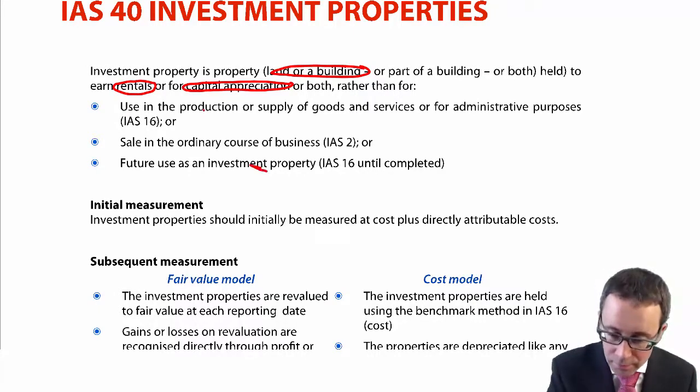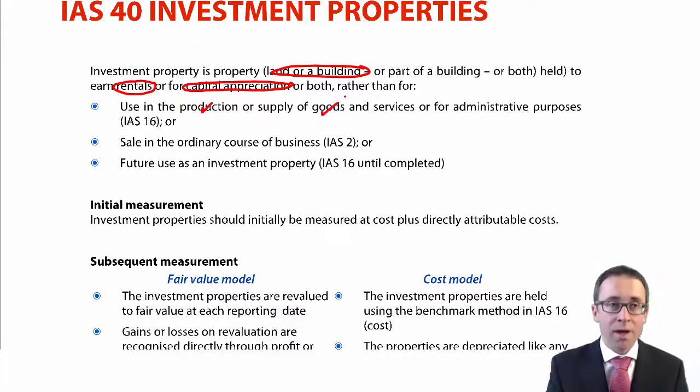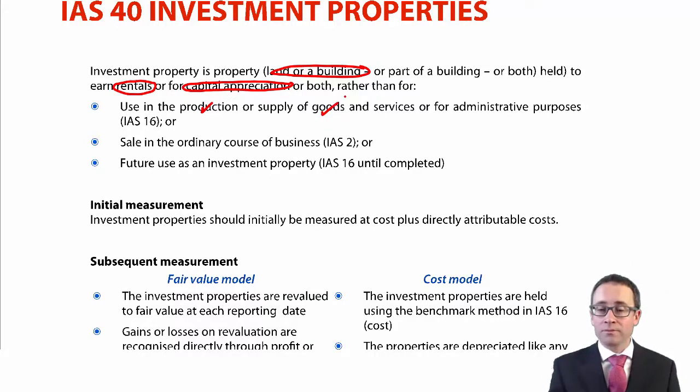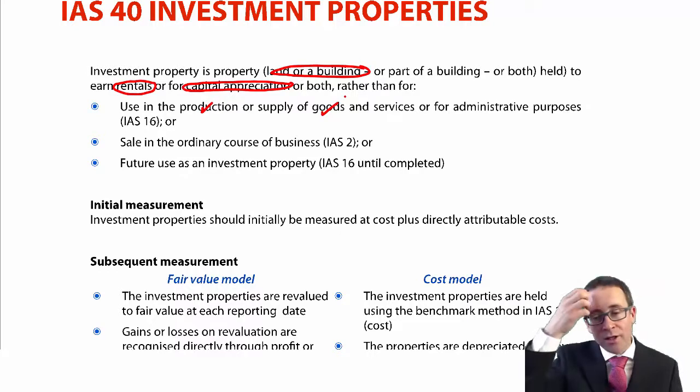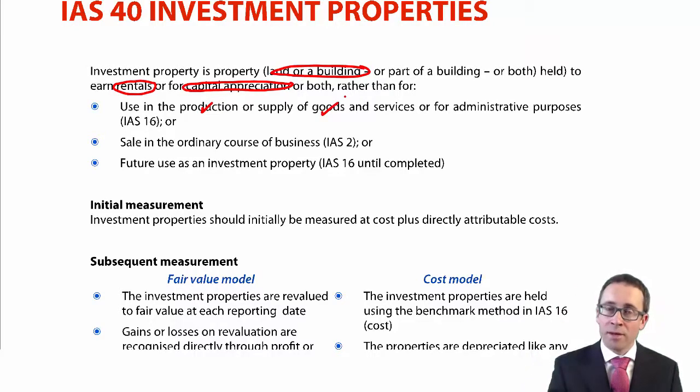So that talks about production. What about the supply of goods? Well, if you're thinking about the supply of goods and services, maybe that's your shop premises. Okay, you've bought your shop premises on the high street. You're not renting it out to anybody. It's not there for capital appreciation purposes. It's part of your day-to-day business.